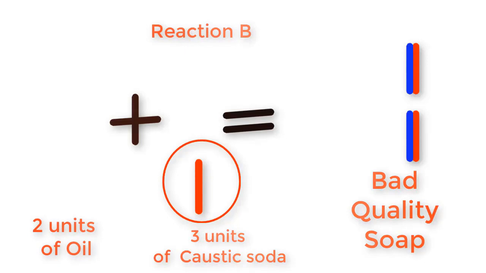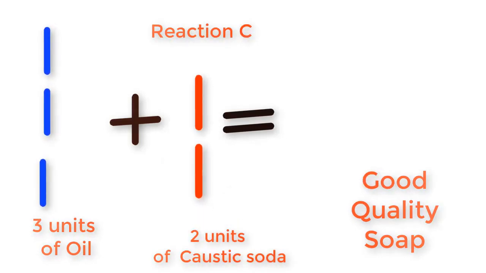Now, this is what every soap manufacturer wants to avoid. That is making sure that no excess of caustic soda is left behind in the soap. Instead of having excess caustic soda, it is even better to have excess of oil left in the soap. Now, take for example, case C or reaction C. We have 3 units of oil reacting with 2 units of caustic soda.